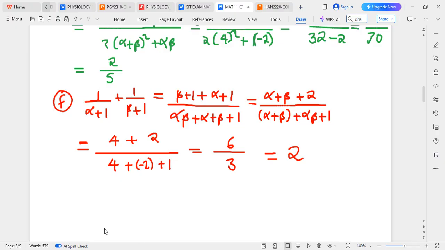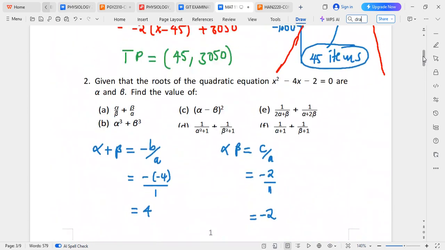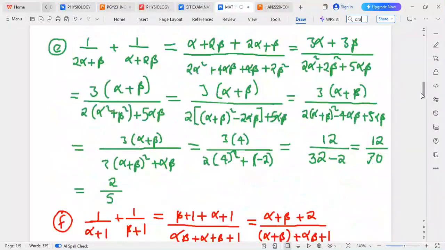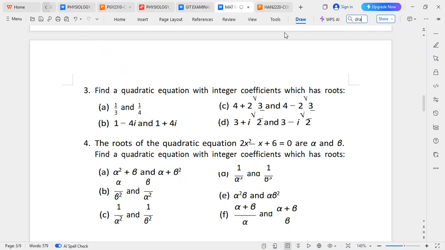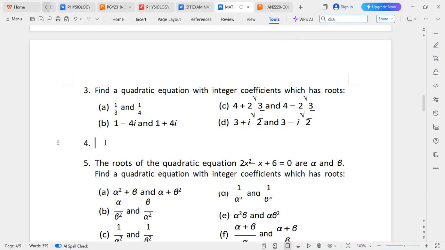Does this make sense, guys? Do we get the sense? Excellent. So we are done with question 2. Question number 3. You see, quadratics are really easy. Yes, please.